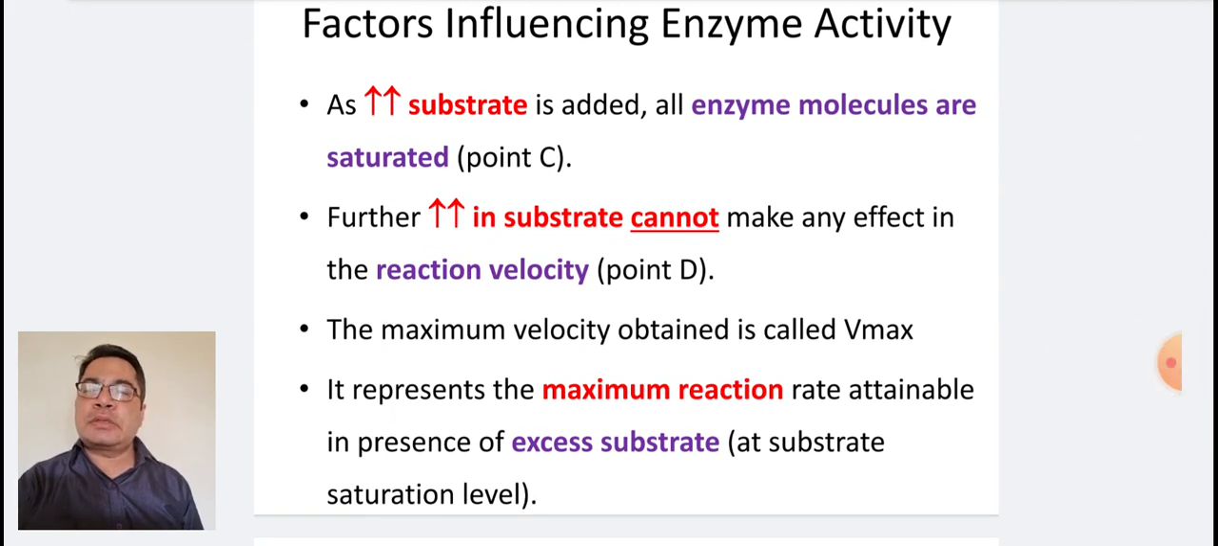As substrate increases, all enzyme molecules are saturated, that is point C in the curve. Further increase in substrate cannot make any effect on the reaction velocity, that is point D in the curve. The maximum velocity obtained is called Vmax. It represents the maximum reaction rate attainable in presence of excess substrate, that is at substrate saturation level.